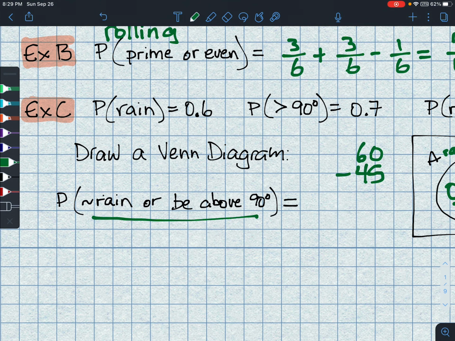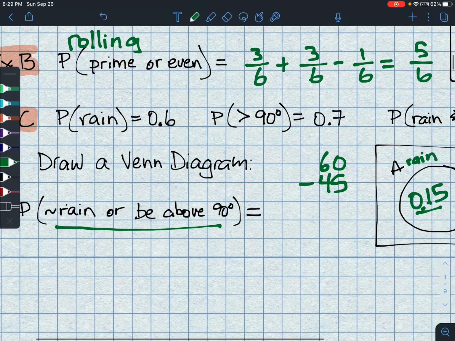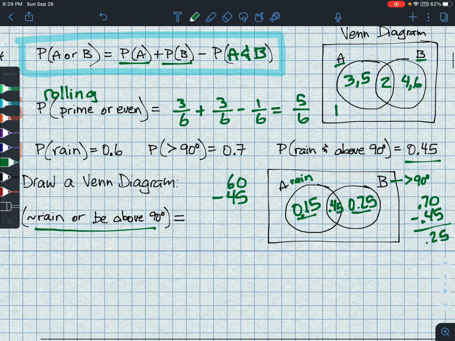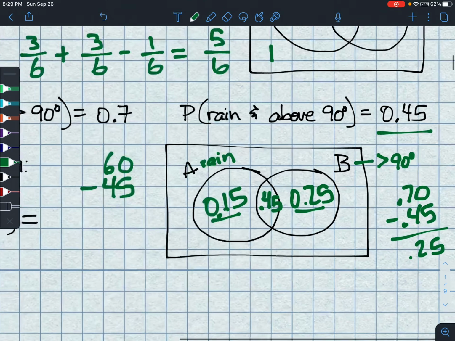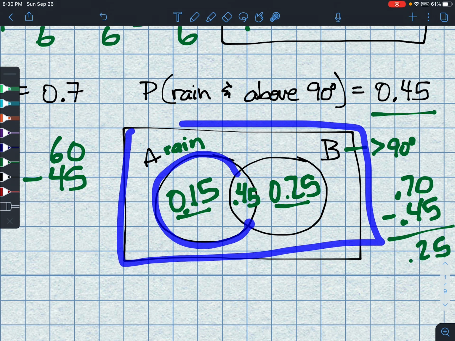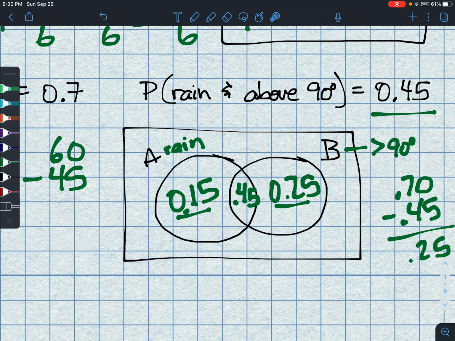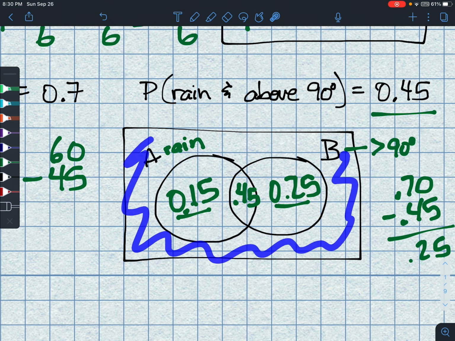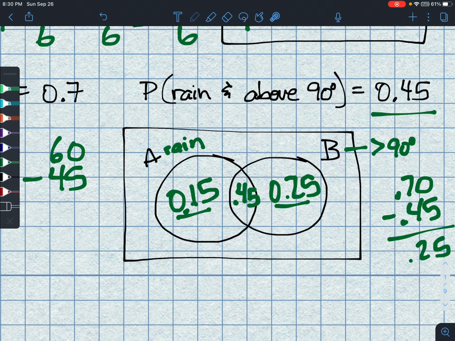This one says, what is the chances that there will be no rain or be above 90 degrees? Okay, now where is that region? So we have to be outside of the rain. Got to be outside that region. I also have to be outside of this region. That means I'm going to be somewhere in the box, but outside of that region. So that means all this stuff, like how much is left over? Well, we know that the total is 100%.